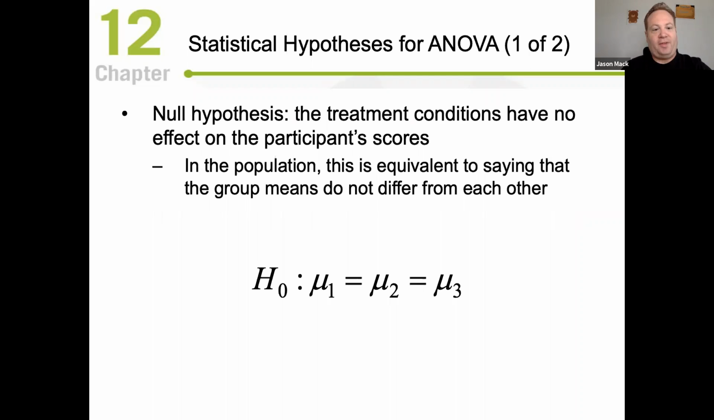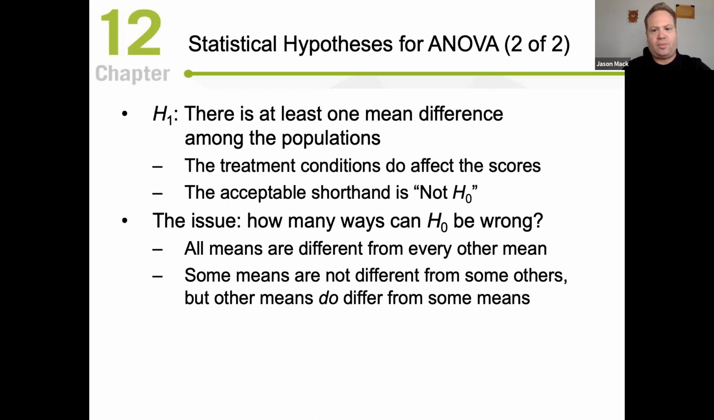Then we have the null hypothesis: the treatment conditions have no effect on the participant scores in the population. This is equivalent to saying that the group means do not differ from each other. In a sense, the null hypothesis is that all the means are equal to each other, no variance. Don't let the word ANOVA freak you out. That's analysis of variance. The alternative hypothesis: there is at least one mean difference among the populations. The treatment conditions do affect the scores.